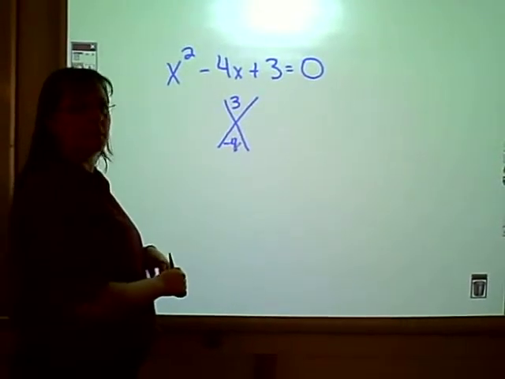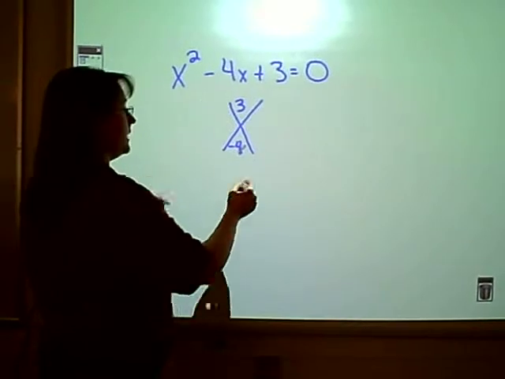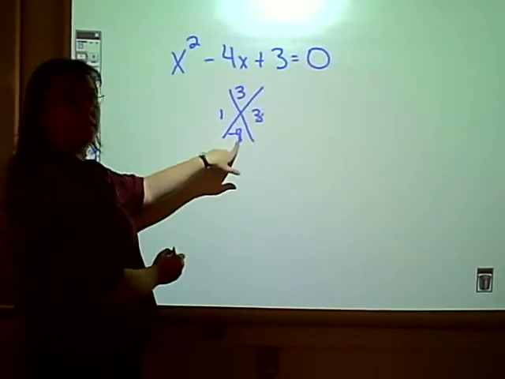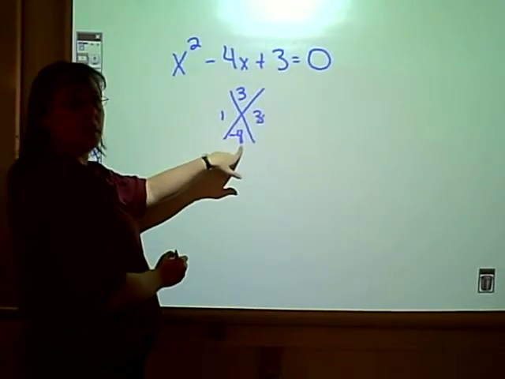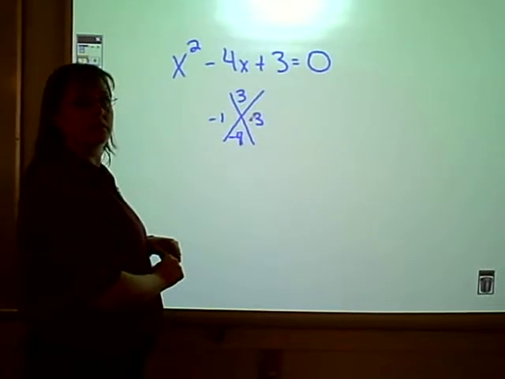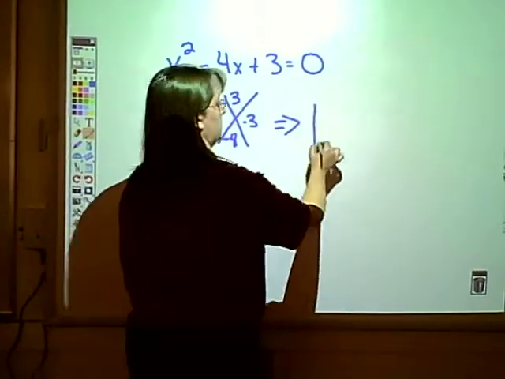for the sum. So what times what gives you 3? 1 and 3. But this is a negative 4, and we need a sum of negative 4, so both of them need to be negative. This will lead us into our generic rectangle.